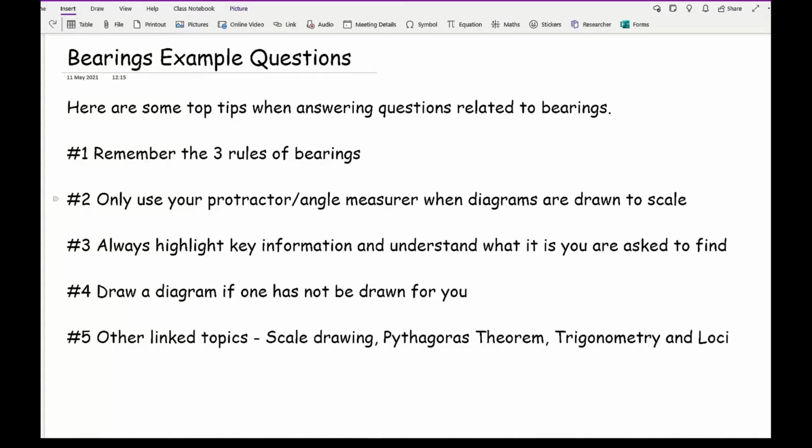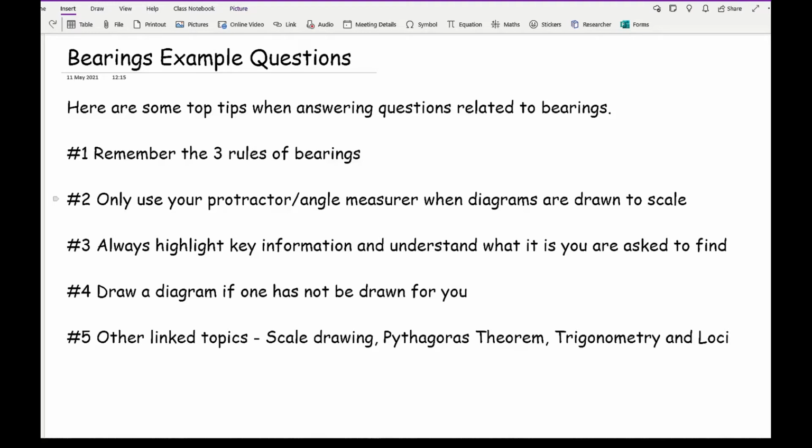So here are some top tips when answering questions related to bearings. The first one is always remember the 3 rules of bearing. The first rule is that you always start from a north line. The second rule is that you always go in a clockwise direction. And the third rule is you always give bearings as a 3-digit number.